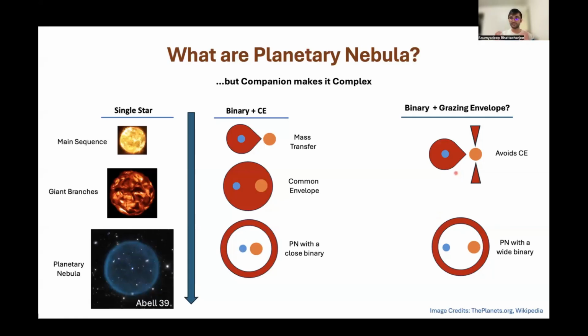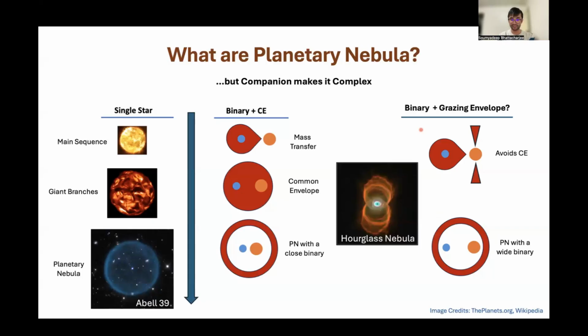And there can be ten other ways the two stars can interact. And these weird interactions are what create such amazing shapes of planetary nebulae, which are far from any spherically symmetric shape that only single star evolution can create.